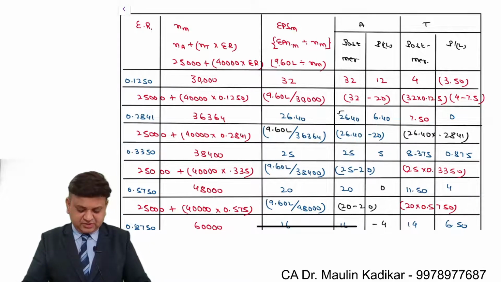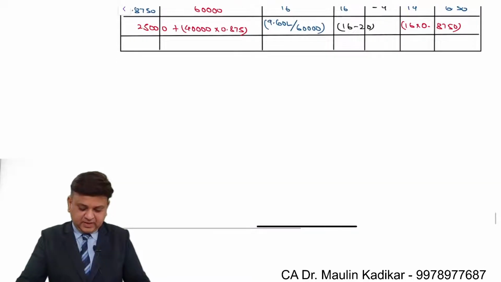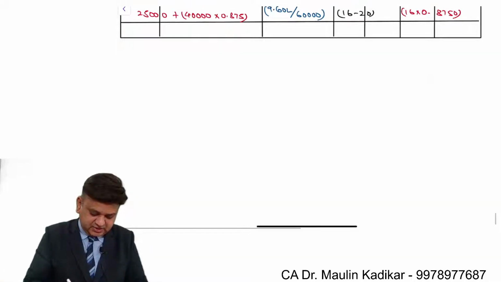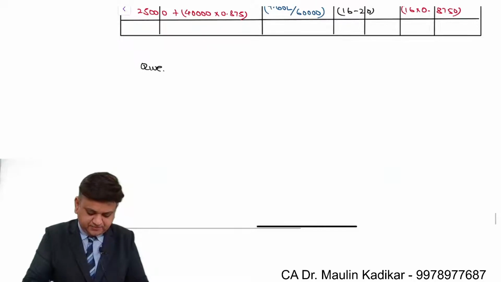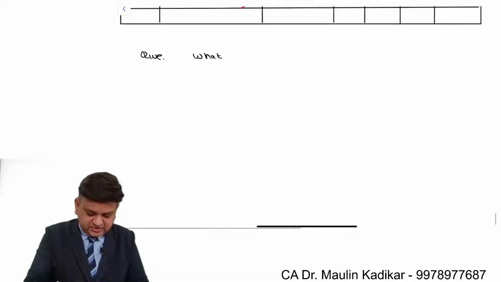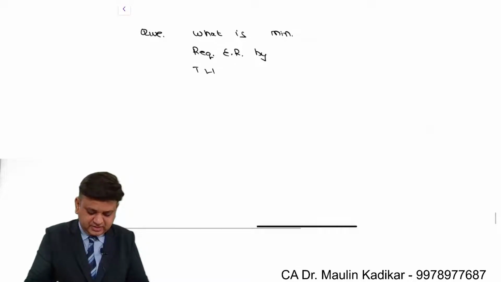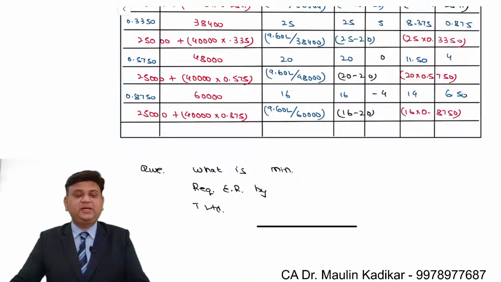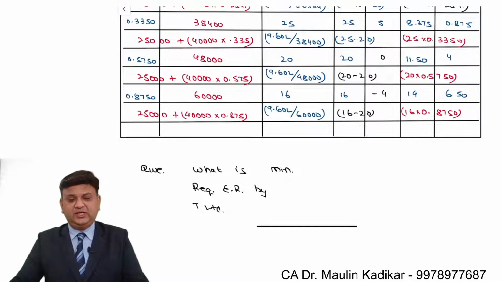However, still we have some discussion over here. I have a question to all of you. I request you to write your answer in the chat box. What is the minimum required exchange ratio by T Limited? My question is, what is the minimum required exchange ratio by T Limited so that EPS attributable to it is not falling after merger?